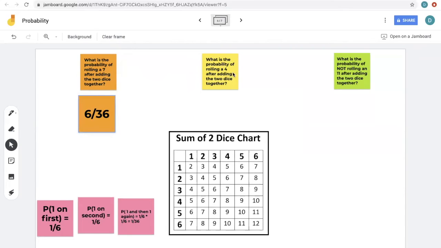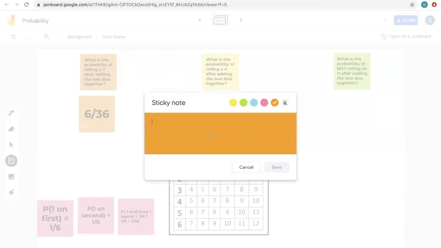How about the probability of rolling a 4 after adding the 2 dice together? Well, we have 1, 2, 3 that work for the 4. So it'll be 3 out of 36.